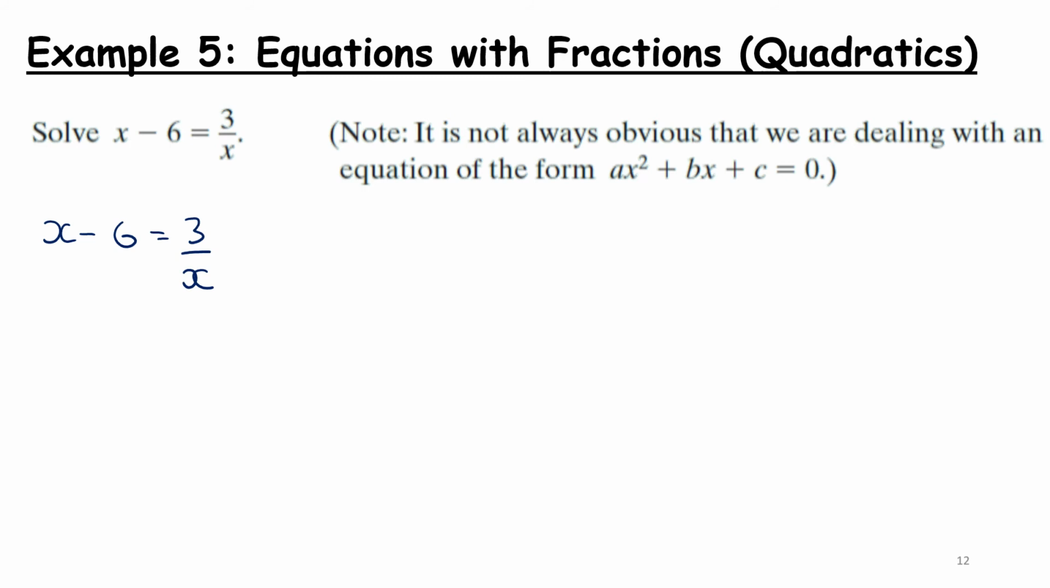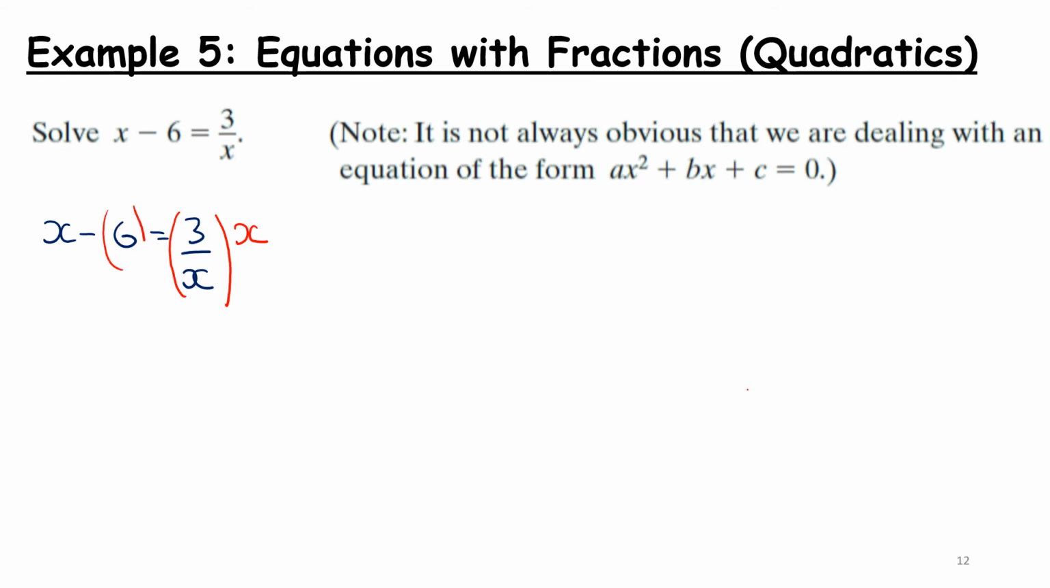So the little note they gave with this is it's not always obvious that we are dealing with an equation in the form ax squared plus bx plus c equals 0. So the first thing we're going to do, we're going to get rid of that fraction, because who wants to deal with a fraction? I don't, and I don't have to, because I have an equation. And I can do whatever I want to the equation as long as I do it to both sides. So we have a rule to get rid of fractions, and that rule is we multiply across by the denominator.